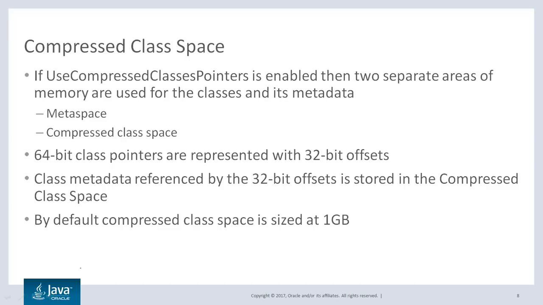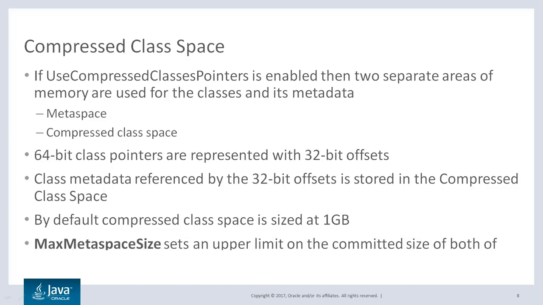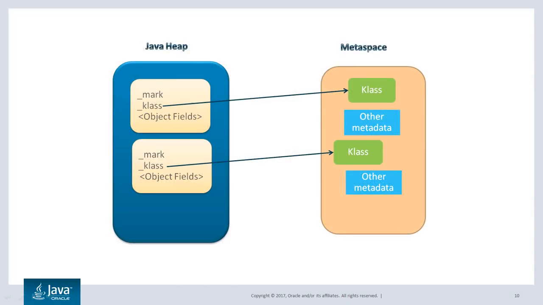By default, 1 GB of address space is reserved for this compressed class space. So the metaspace is the combined space of these two regions used for storing metadata and the compressed classes. Without compressed class pointers, classes and their metadata are stored in the metaspace. The class pointers in objects in the Java heap are 64-bit pointers on 64-bit platforms.